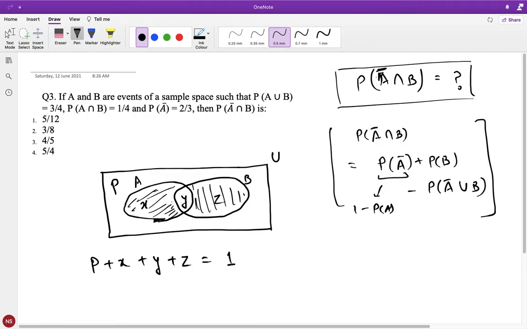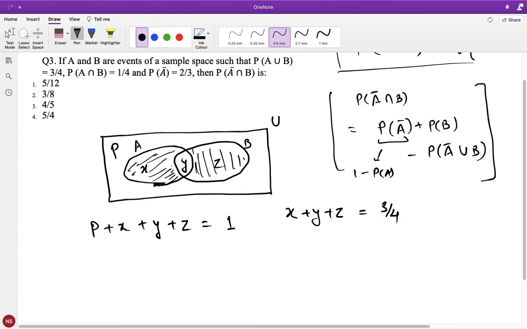should be equal to 1, and we are given P of A union B. So A union B is this area plus this, which is X plus Y plus Z. That is given to me as 3 by 4. P of A intersection B is also given, which is the area of A intersection B, that is Y. So Y is 1 by 4.